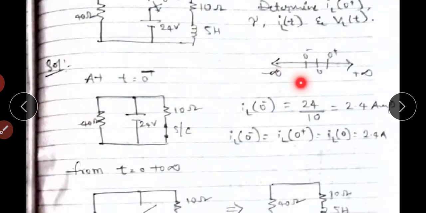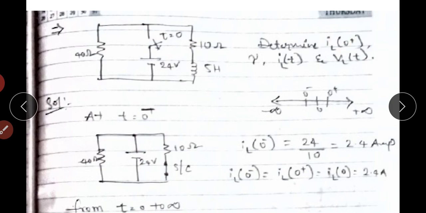So now we have to find these four: IL of 0 plus, tau, IL of t, and VL of t. First, it is a series RL circuit. So IL of 0 minus equals IL of 0 plus equals IL of 0, the initial condition of the inductor.